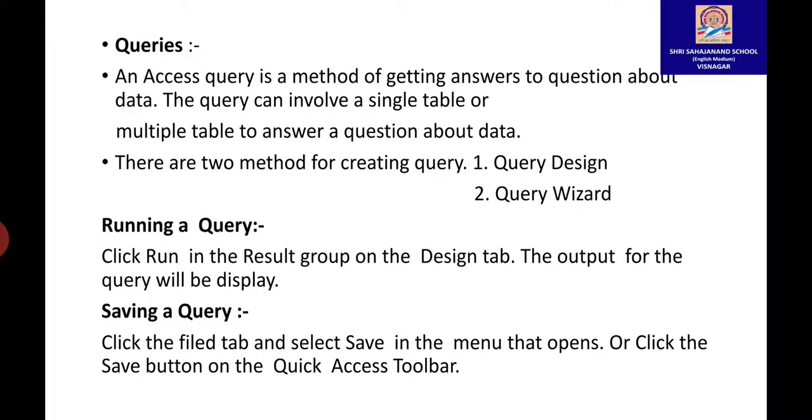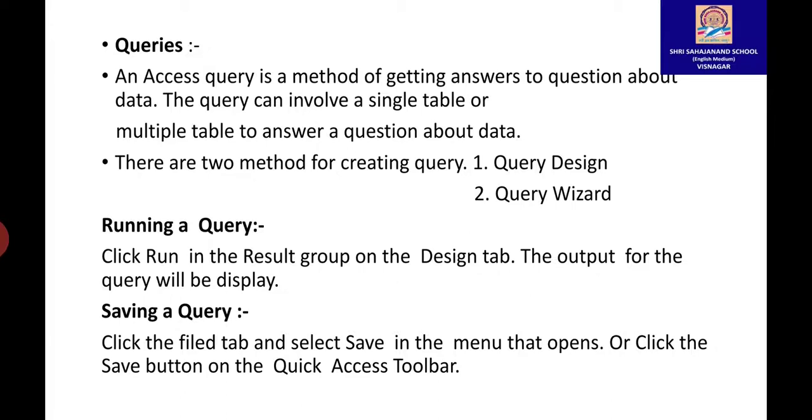Now, queries. What do we mean by queries? An Access query is a method of getting answers to questions about data. The query can involve a single table or multiple tables to answer the question about the data. There are two methods for creating a query: query design and query wizard. After making a query, we can run the query to get the result.